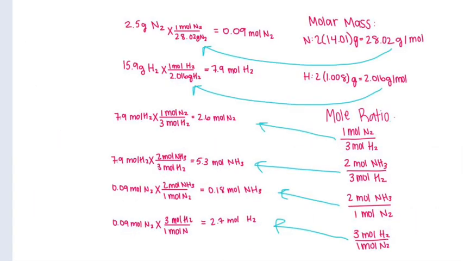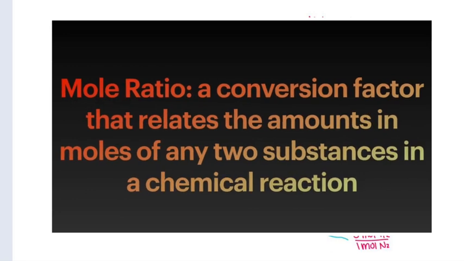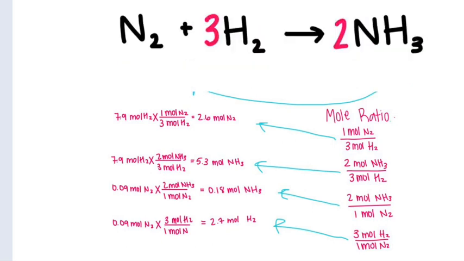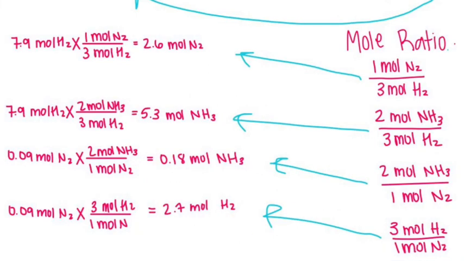Next, we have to convert moles to moles. We have to use the mole ratio, a conversion factor that relates the amounts in moles of any 2 substances in a chemical reaction. To do that, we need to look at the coefficients. The hydrogen has a coefficient of 3 and nitrogen has a coefficient of 1. So we take 7.9 moles of hydrogen and divide that by 3 moles of hydrogen to find the amount of moles of nitrogen, which would be 2.6. You would do the same process for the rest of them.